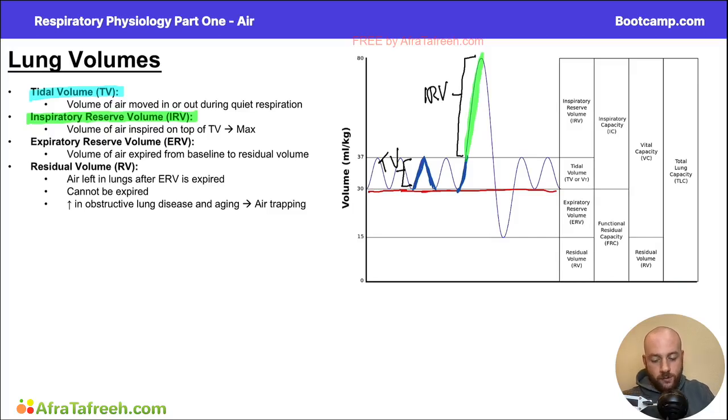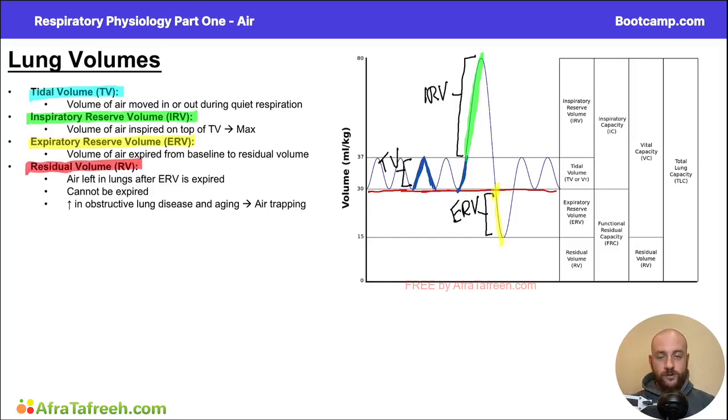And now let's go over the expiratory reserve volume. So the expiratory reserve volume is saying, okay, from baseline, so from right here, how much air can we expire until we can't expire anymore? So that would be all the way down here, and that would be this vertical distance right here is the expiratory reserve volume.